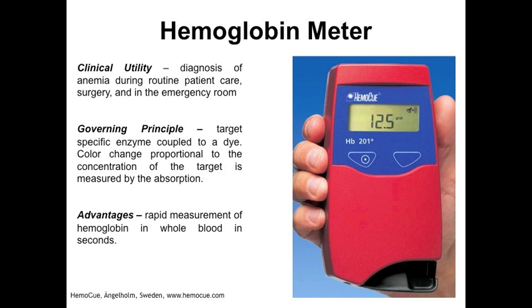Another example of an optically based biosensor is the hemoglobin meter. This biosensor functions using a target-specific enzyme coupled to a dye. The color change measured by light absorption is proportional to the concentration of the target. In the case of the hemoglobin meter, rapid diagnosis of anemia, both in routine patient care or urgent or emergency department settings, can be accomplished in seconds.